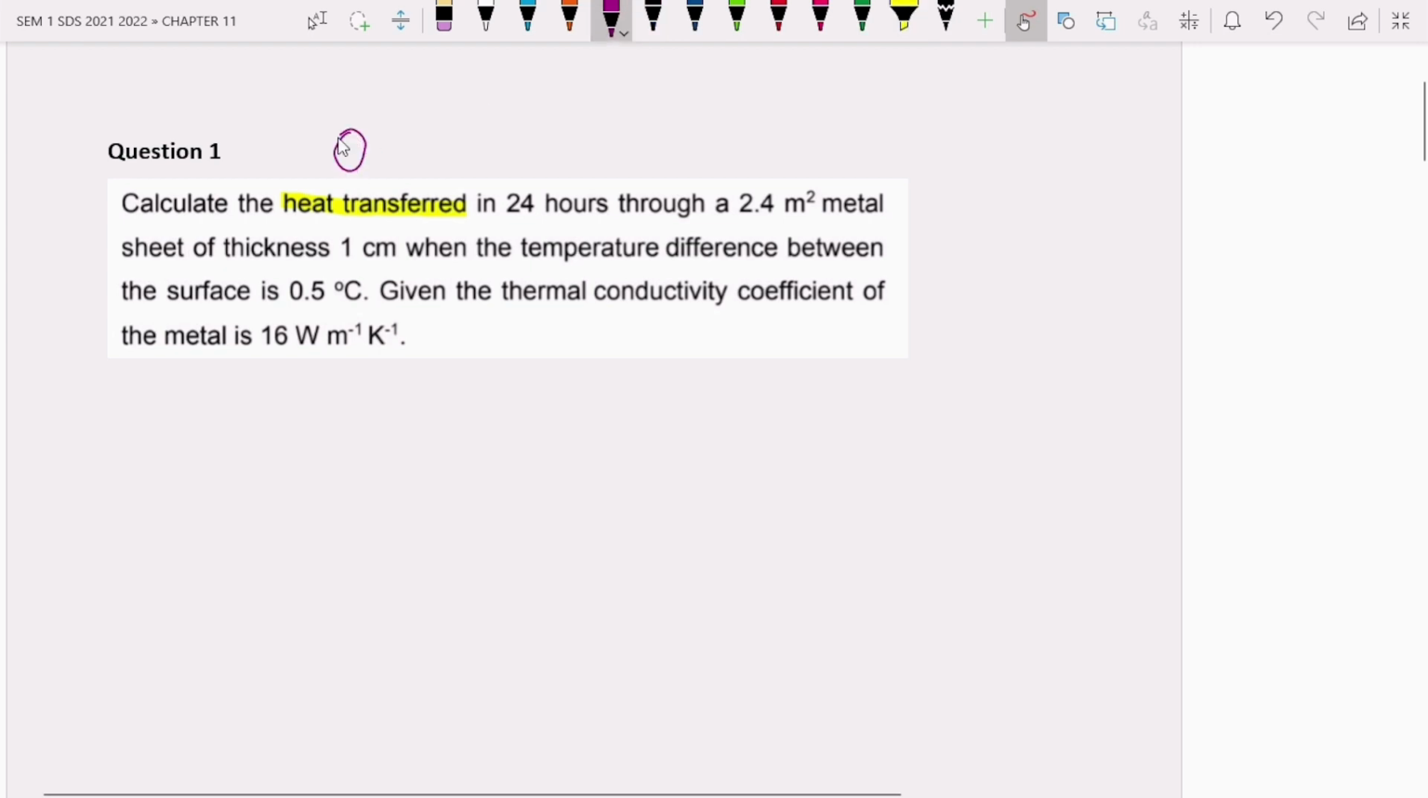The heat transfer is Q, in 24 hours, through a 2.4 meter square metal sheet. So 2.4 meter square is the area of the metal sheet, which has a thickness of 1 centimeter, when the temperature difference between the surfaces is 0.5 degrees Celsius. Given the thermal conductivity coefficient of the metal is 16 watt per meter per Kelvin.